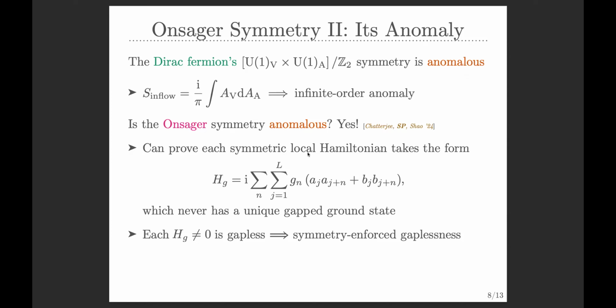Know what the Onsager symmetry is in IR? No, I don't know how to solve the models. I don't even know what the IR is. Okay, good.